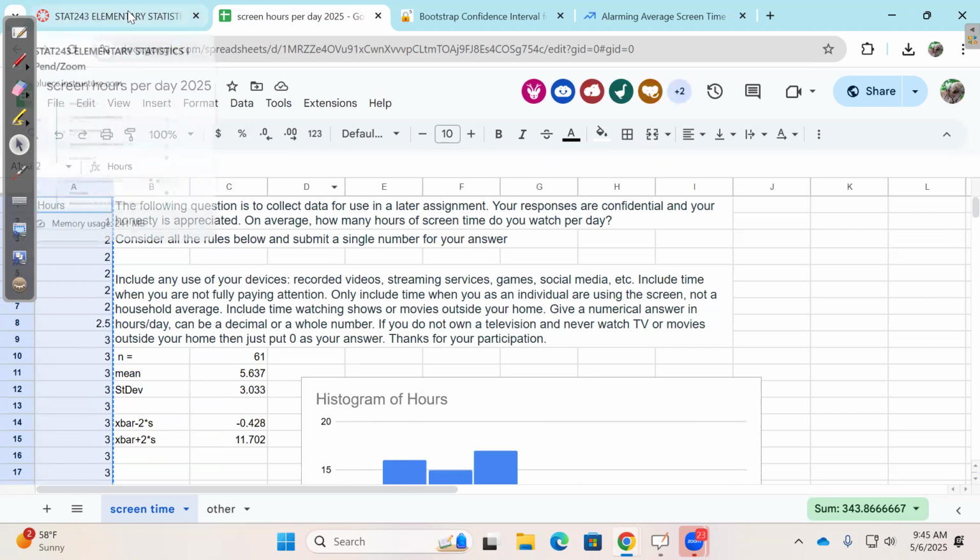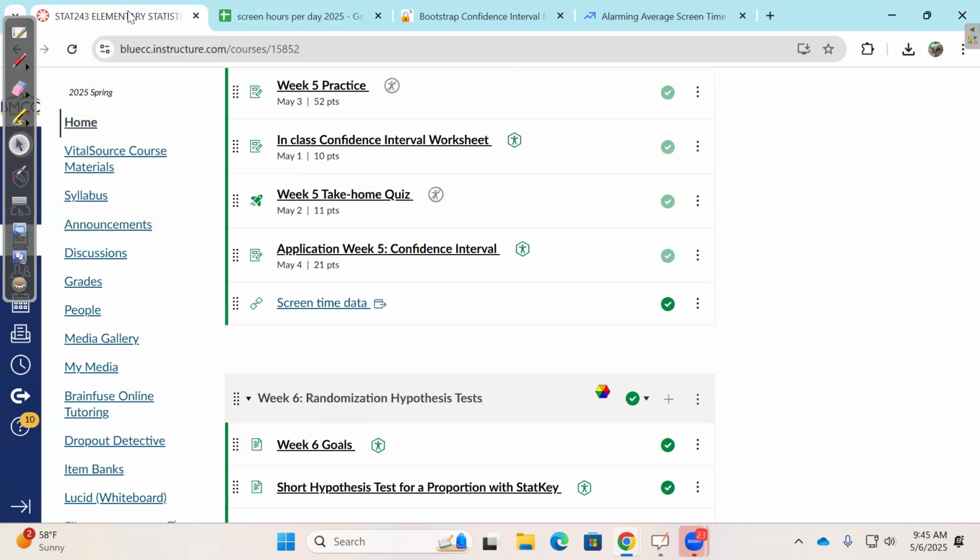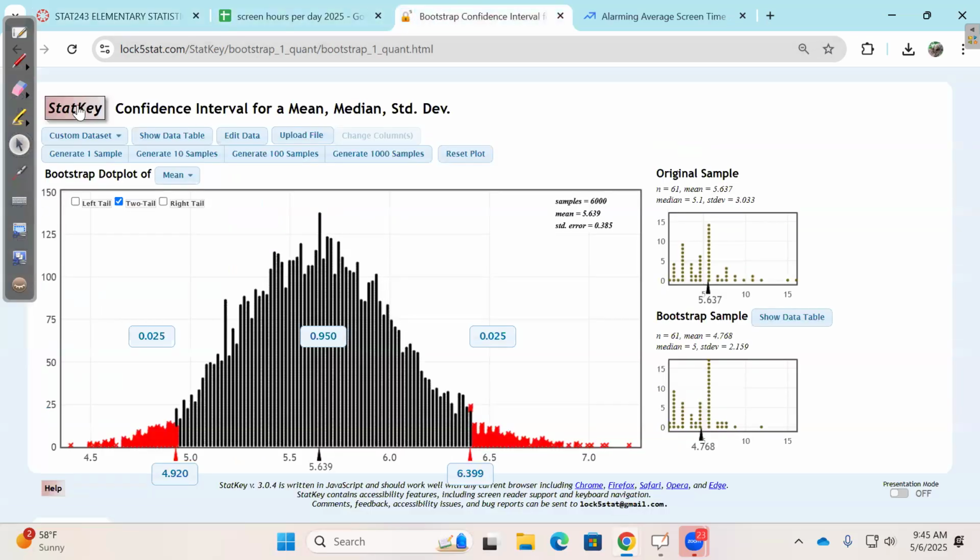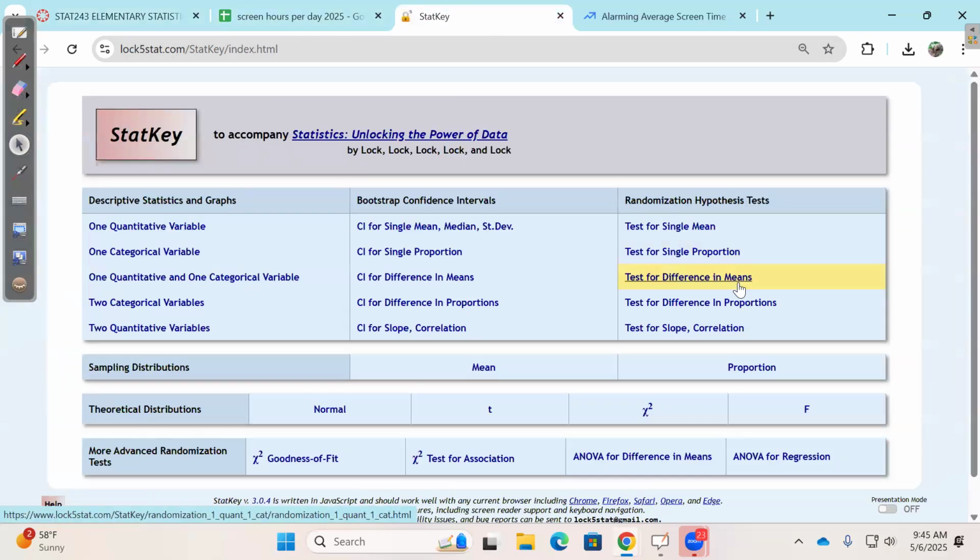If you're watching this on YouTube later, then there'll be a link to this spreadsheet in the description of the video. And then once you do that, wander over to StatKey, and we're going to do a hypothesis test on that. We're going to compare to what we found the national average to be.